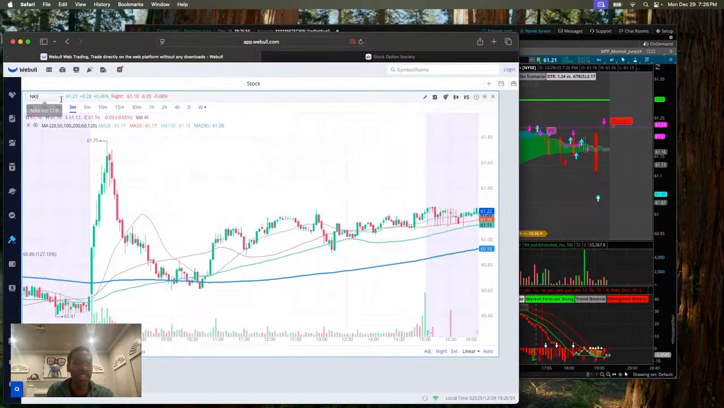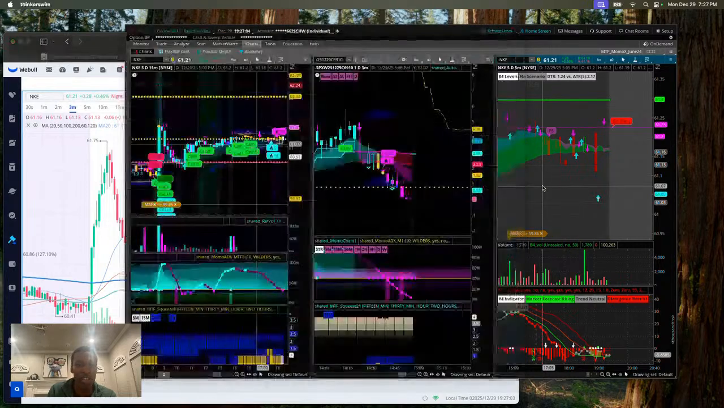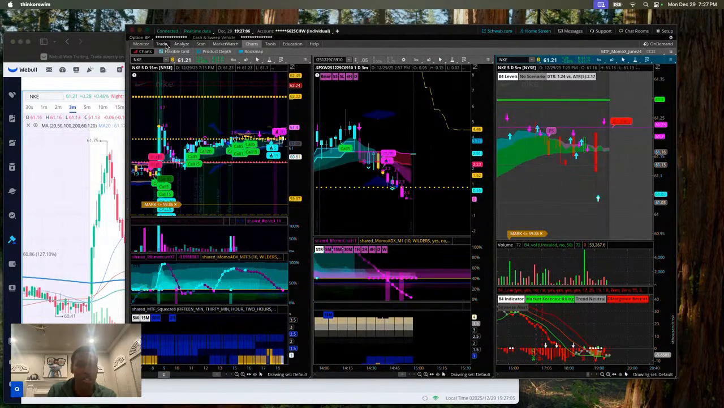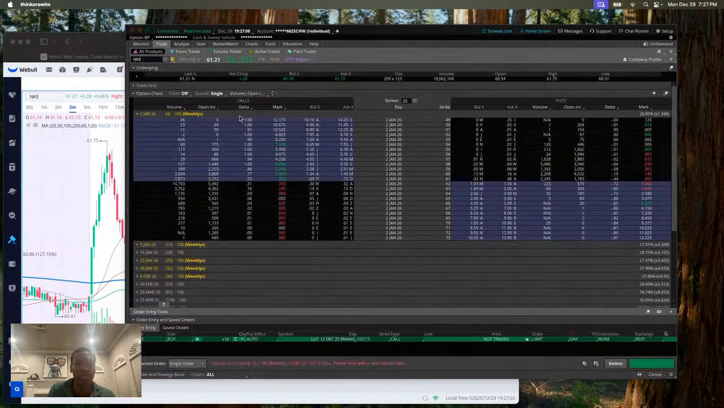Again, we're looking at Nike, ticker symbol NKE. And today I want to show you what the expected move is for the week. So I would simply go here on trade, and then right here, this number. For the rest of the week, it already accounted for today, we have $1.34.